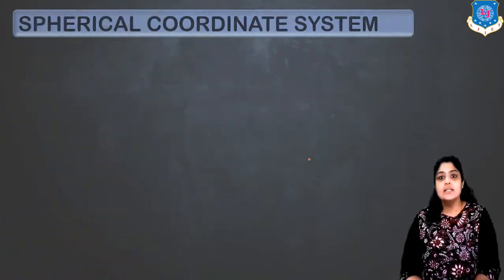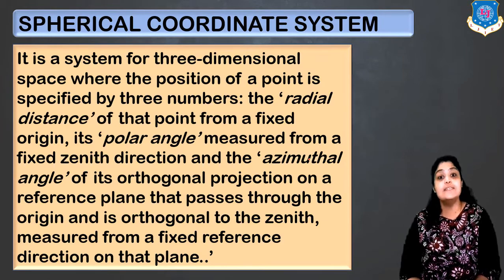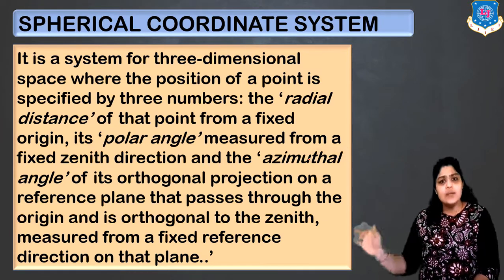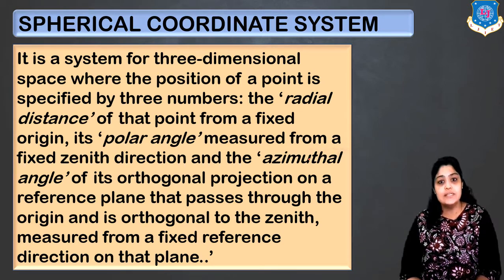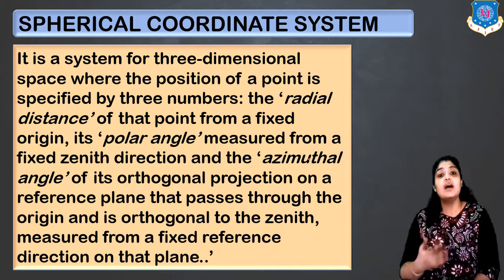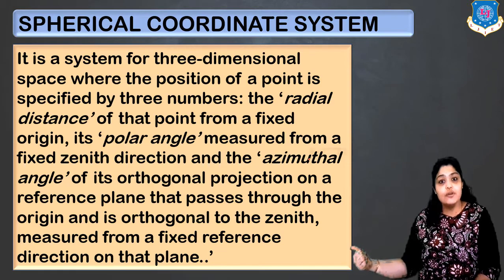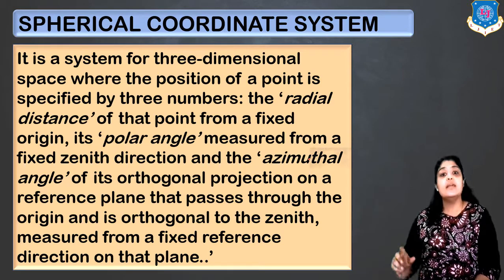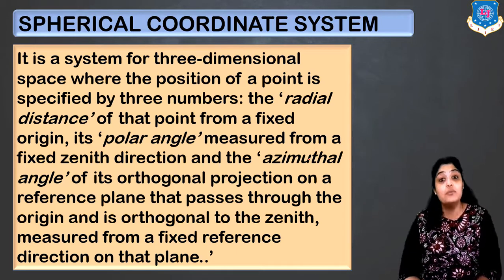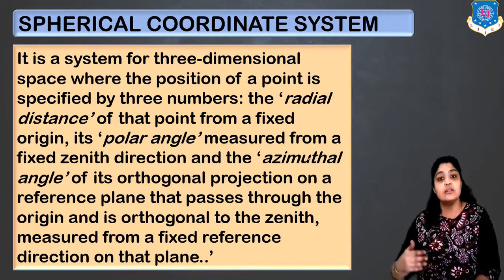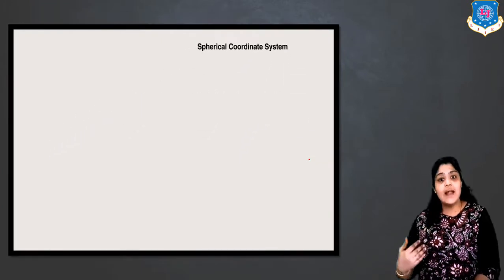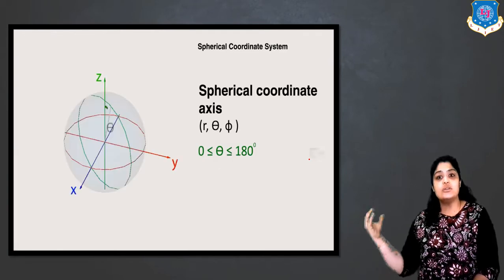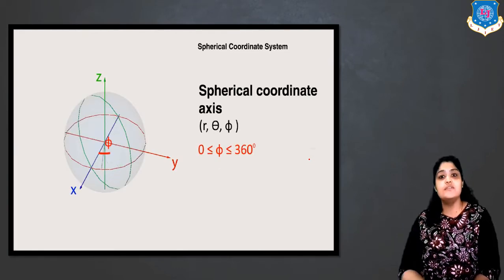Now let's discuss the third coordinate system, that is known as the spherical coordinate system. Let's first see what a spherical coordinate system is. A spherical coordinate system is a three-dimensional space where the position of a point is specified by three numbers. Which are these three numbers? It's the radial distance of a point from the fixed point, that is the origin. Then you have a polar angle and then you have an azimuthal angle, that is the angle of projection. I'll explain what this means shortly. But before that, let's have an idea which will give you a better understanding of the spherical coordinate system.